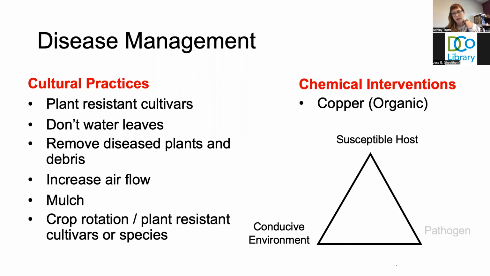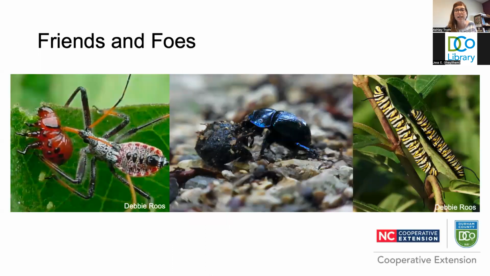I really like using copper, especially for the undersides of young plant leaves when I'm putting out veggies in the garden. It's very, very effective. Takes out most of your fungal and bacterial problems. But read your labels. Okay, so that's a little bit about diseases. Moving on to insects, friends and foes, as I like to think of them.